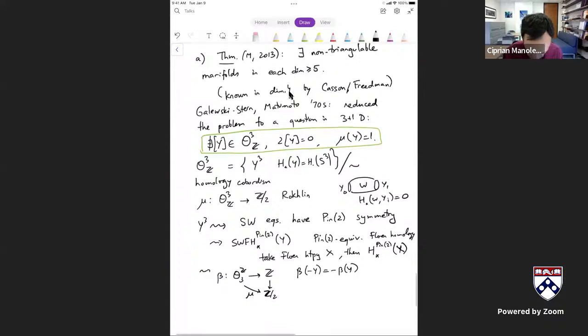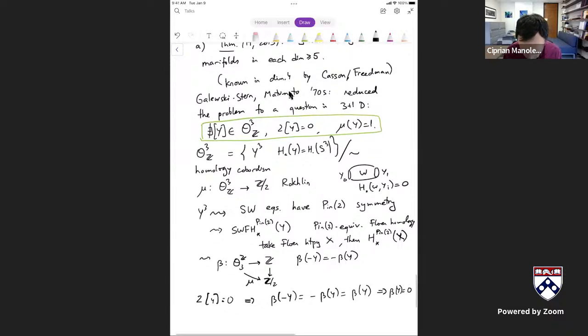And now you show that if you had a torsion element, then beta of minus Y. We know that it's minus beta of Y, but it's also beta of Y, because Y is minus Y in homology cobordism. From here, you get that beta of Y is 0. And since it's a lift of mu, you get that mu of Y is 0, which contradicts that mu of Y is 1.